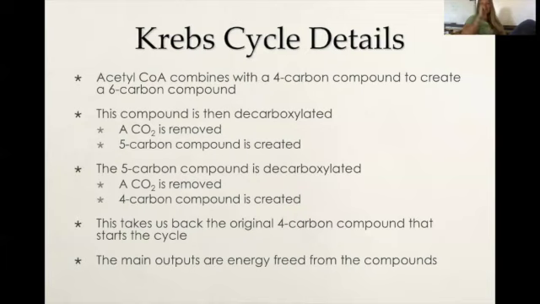So in the Krebs cycle, acetyl-CoA combines with a 4-carbon compound that's already in the cycle to create a 6-carbon compound. This compound is then decarboxylated, again, a fancy term for popping off a carbon dioxide, and you get a 5-carbon compound. Remember, anytime you pop something off, you also get some energy. The 5-carbon compound is decarboxylated, i.e. popped off another carbon dioxide, and creates a 4-carbon compound that goes back to the start of the cycle, and we go over and over and over. Every time we decarboxylate something, we get some energy. So the main outputs are energy freed from the compounds and carbon dioxide.